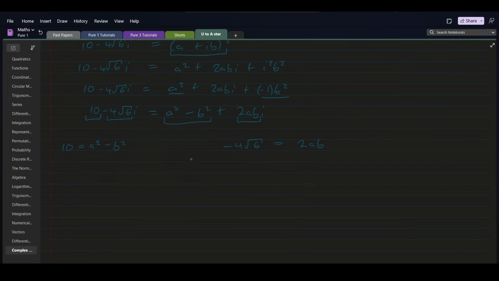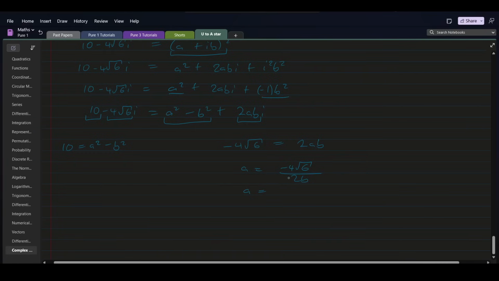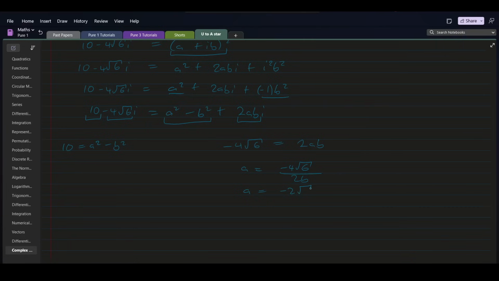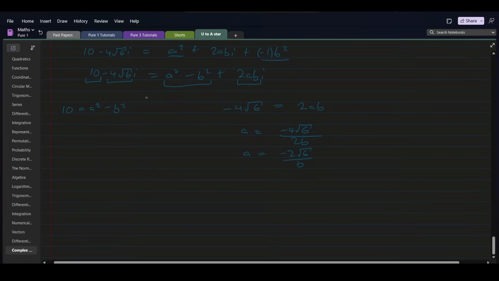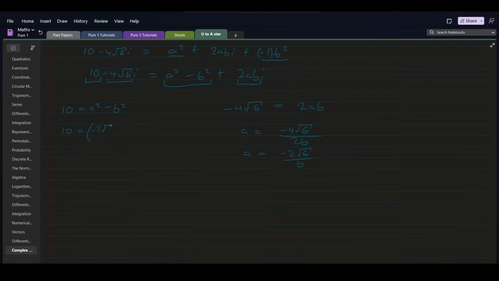So now we have two equations in terms of a and b, and we can solve these equations simultaneously to evaluate a and b. Let's make a the subject of the formula here. You end up with -4 root 6 over 2b. So a is equal to -4 over 2, so that's -2 root 6 over b. And we can substitute this into this equation. So that's 10 is equal to a, which is -2 root 6 over b, squared, minus b squared.